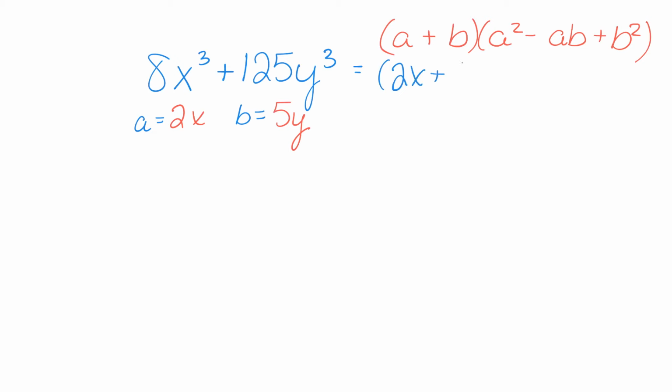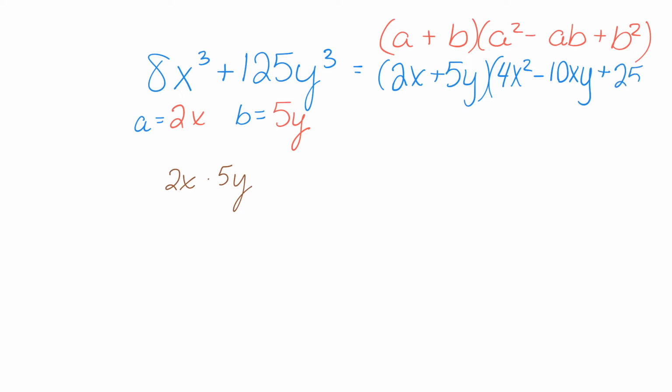So that's going to give us 2x plus 5y. And then again, you're going to square 2x, so 4x squared minus AB. Well, if you take 2x times 5y, you get 10xy. No big deal, just multiply like you learned in middle school, or maybe grade 9. And then B squared is going to be 25y squared. Okay, that's it. Is that what you got?